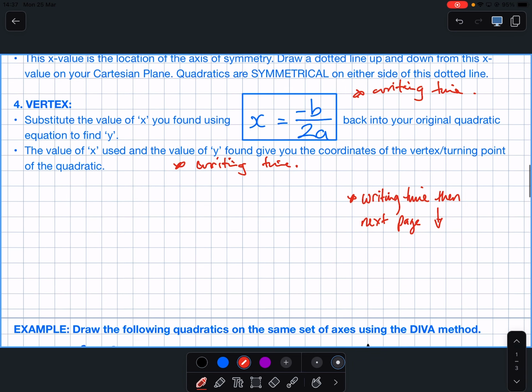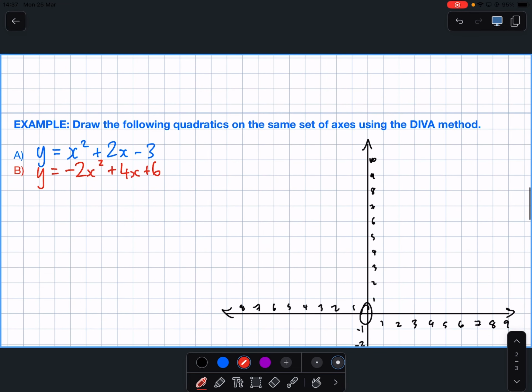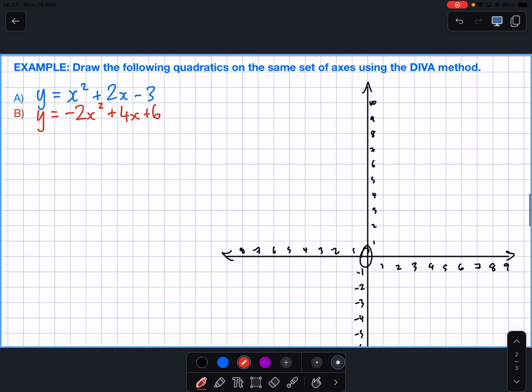Okay, we are going to practice drawing these two quadratics. I'm going to do the first one in blue, the second one in red. So, what did the acronym spell? It was meant to be DIVA, but it doesn't work in that order. So what was the order? DIAV. D. What did D stand for?